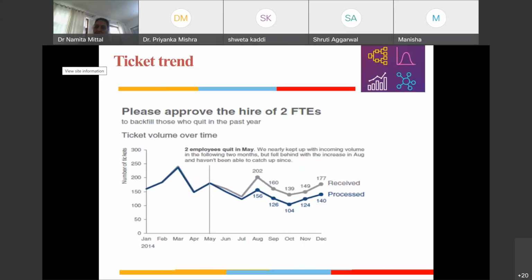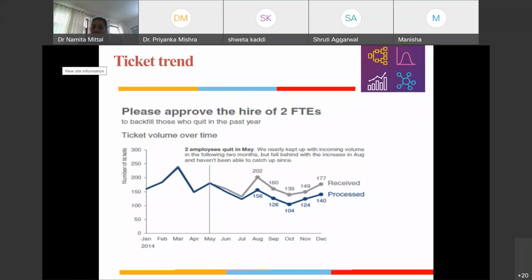Now, for the same picture, this is my title: please approve the hire of two FTEs, financial technical executives, to backfill those who quit in the past year. The same data and bars are now presented in a shorter way. The numbers of tickets on the y-axis from 0 to 300 convey the story. Earlier there was nothing on the y-axis, only values. Now we are writing that these are the numbers of tickets. And on the x-axis, we have January to December in short.